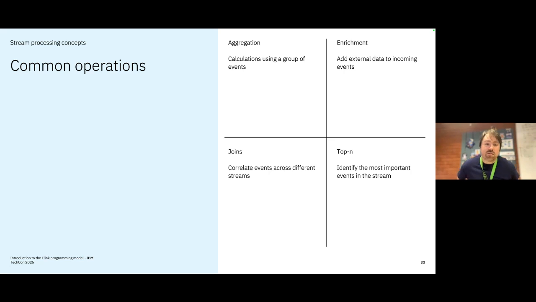But for example, things like aggregation. So that's where you try to do a calculation over a group of events. What's the total number per hour? What was the largest number per hour? What was the most frequent thing per hour, etc. But the idea being that as an aggregation, you're grouping your data and then running some form of aggregation over that group.